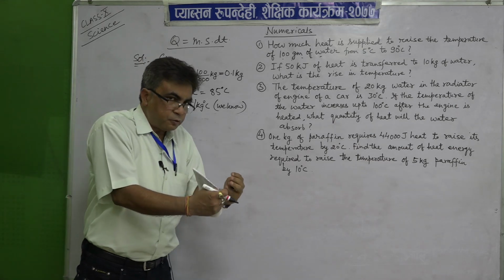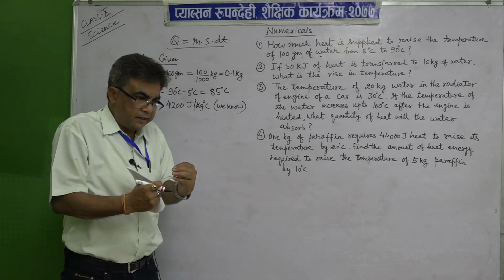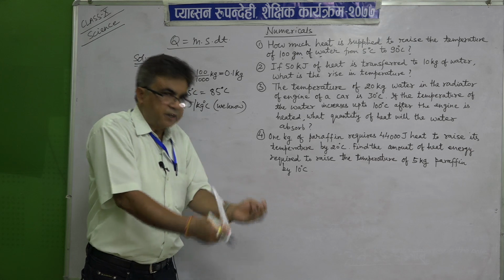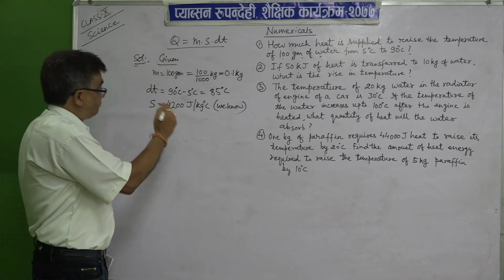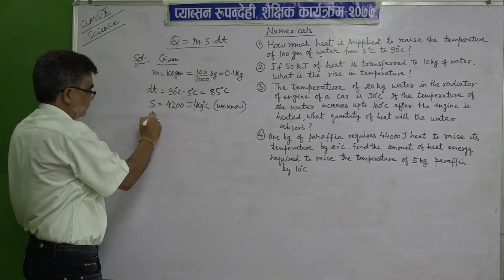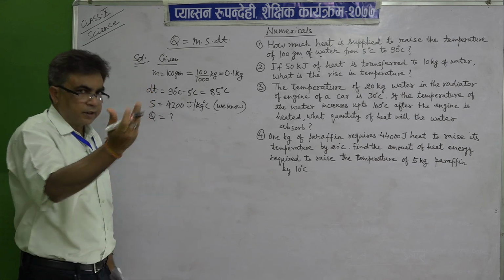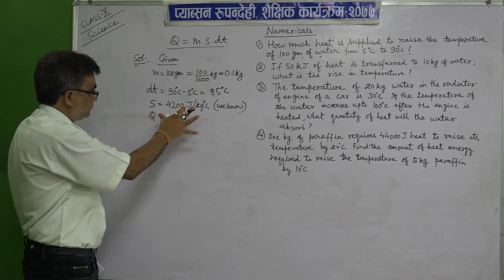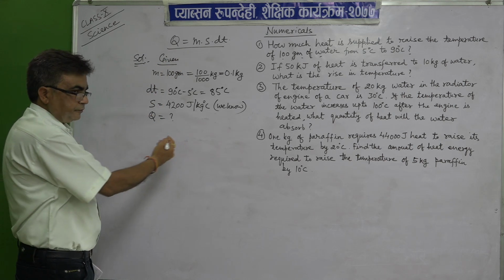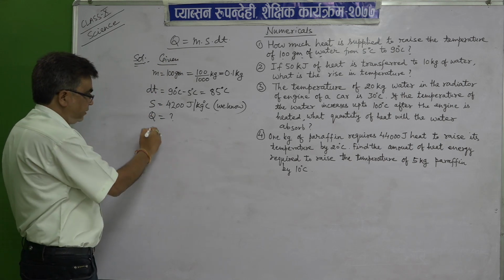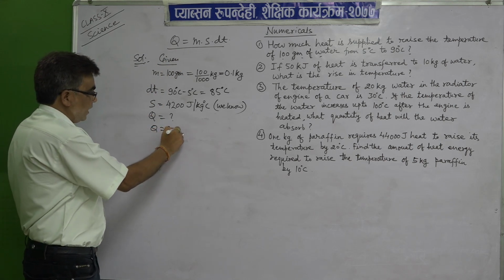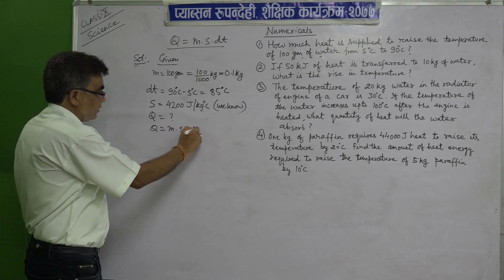That means, how much heat will the water gain? We are supplying heat to water, and water will gain it. So we have to calculate Q, the heat gained by water. It is very simple. We know from the heat equation that Q equals m into S into dt.